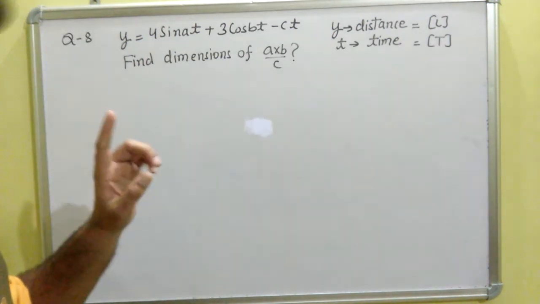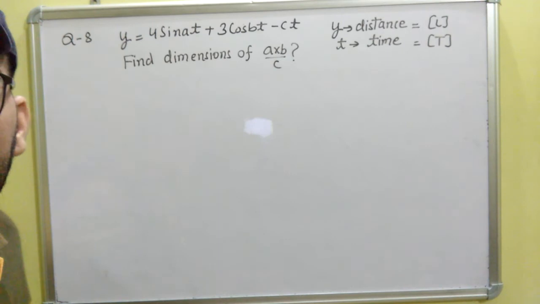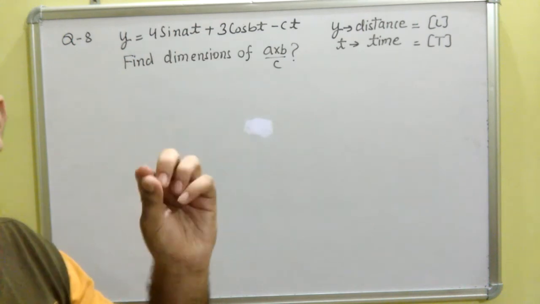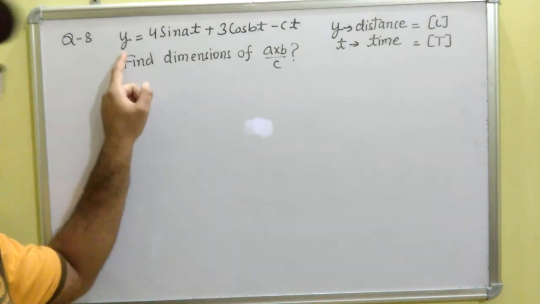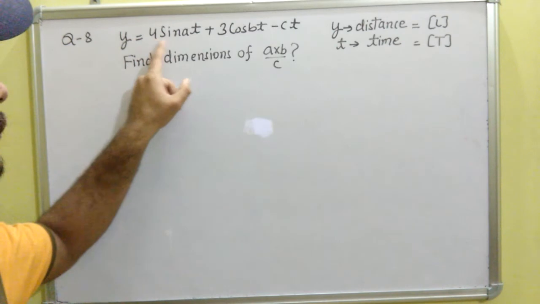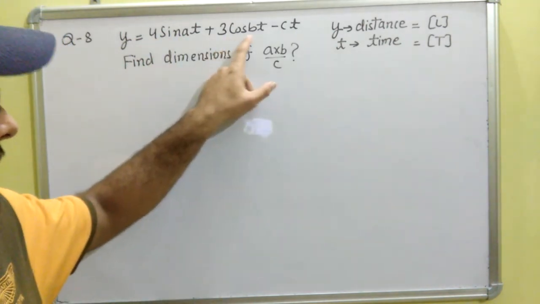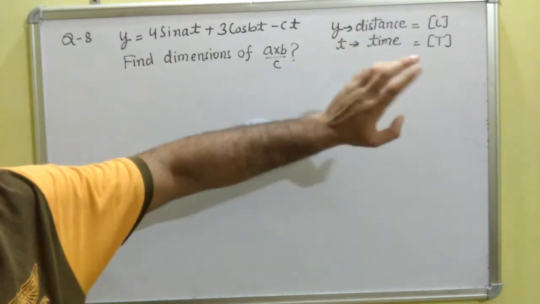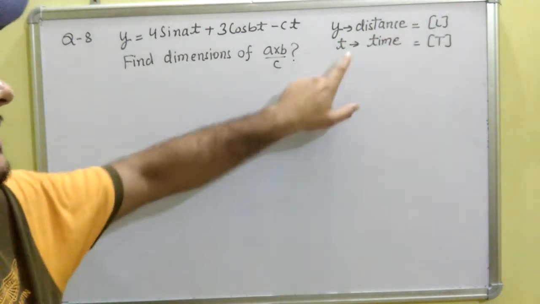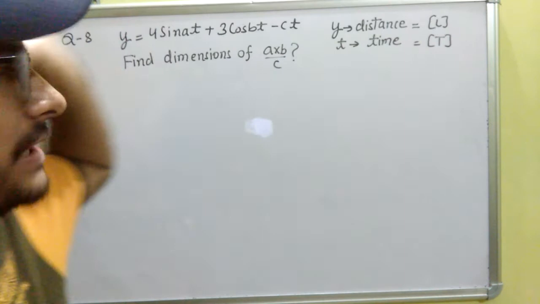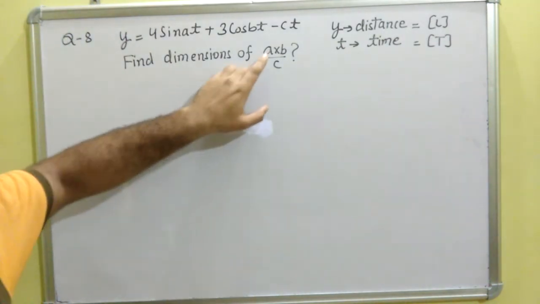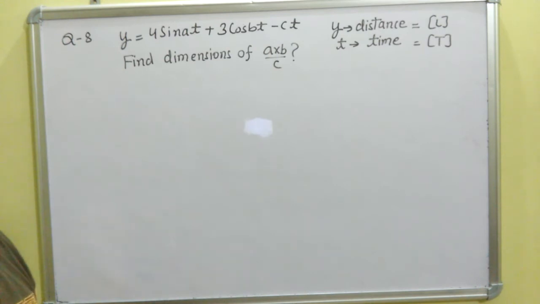Look over here, we have trigonometric ratios with us, and whenever trigonometric ratios come into play, we have to change our style a little bit. Now the equation is given to us: y equals 4 sin(At) plus 3 cos(Bt) minus Ct. Here your y is distance, dimension formula is L. t is your time, dimension formula is T. We know it. The question is, we need to calculate the dimensions of A multiplied by B divided by C.